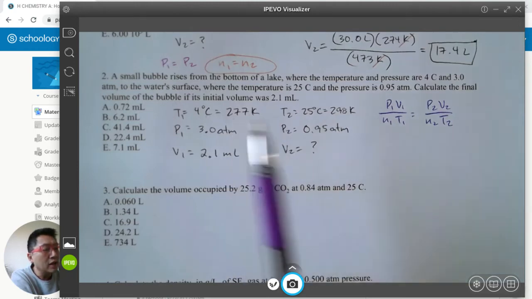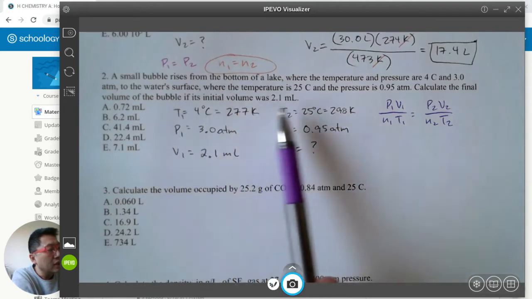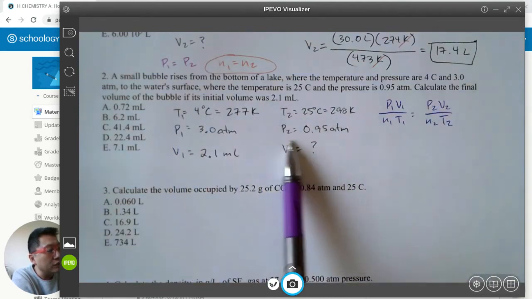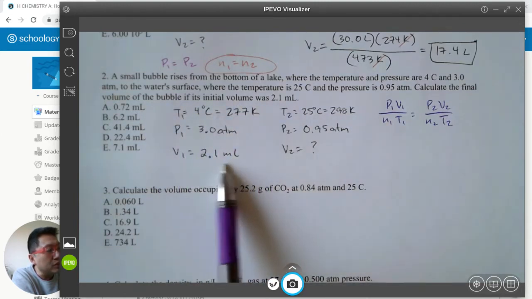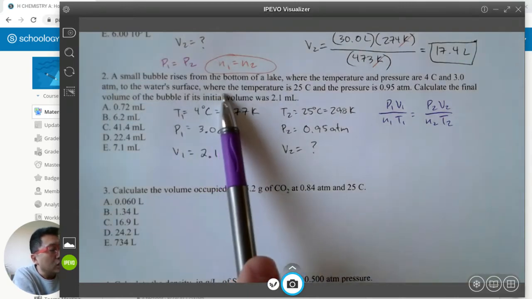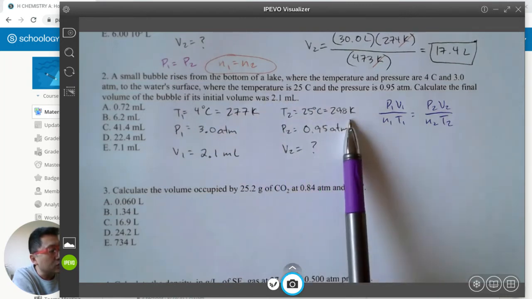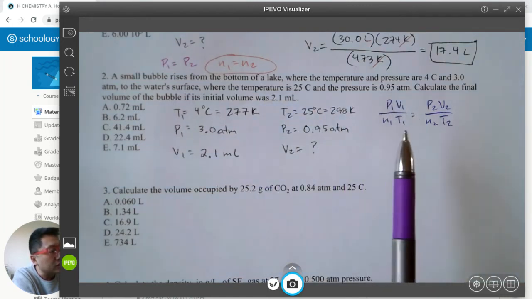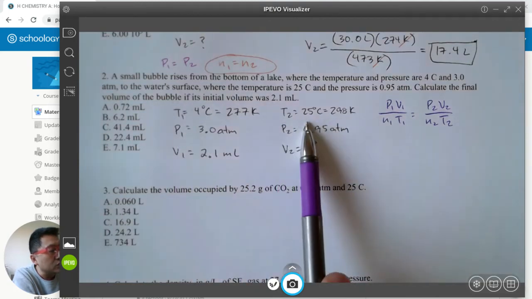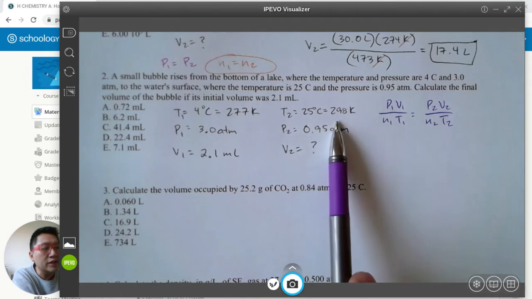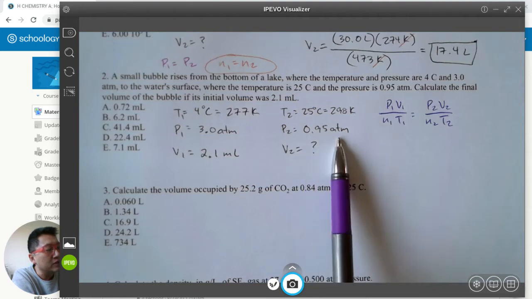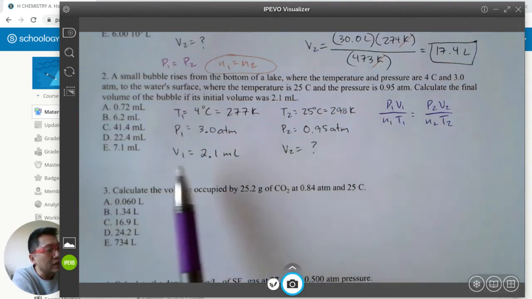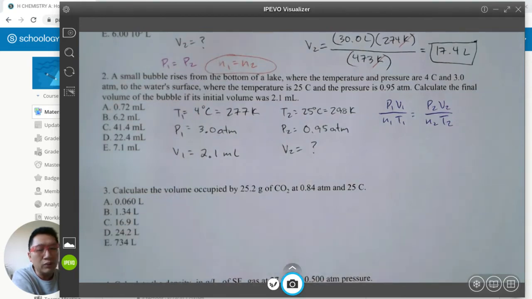The next thing is, what's the question? It says calculate the final volume. So I'm looking for V2 if the initial volume was 2.1 milliliters. Oh, I skipped the second part. As this thing is rising, the temperature is 25 degrees Celsius or 298 kelvins and 0.95 atmospheres at the water surface. So T2 is 25 degrees Celsius plus 273, which is 298 kelvins. P2 is 0.95 atmospheres. That was given. Calculate the final volume. What is V2 if the initial volume, or V1, is 2.1 milliliters?